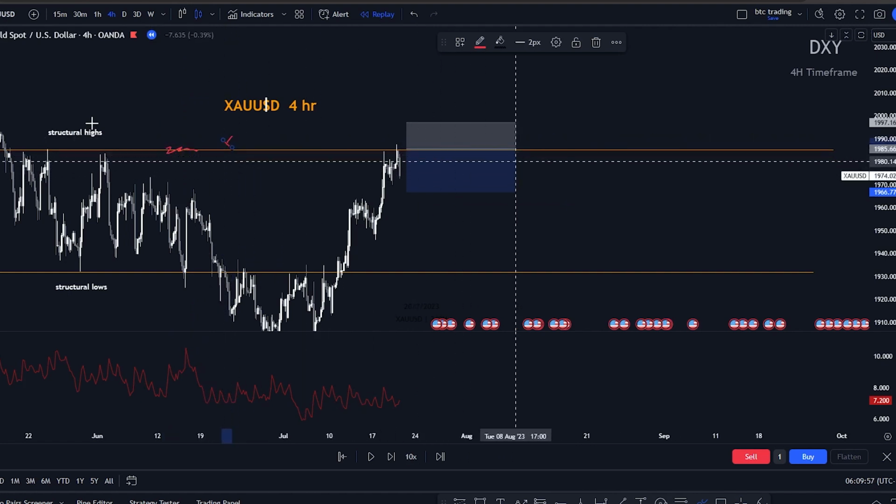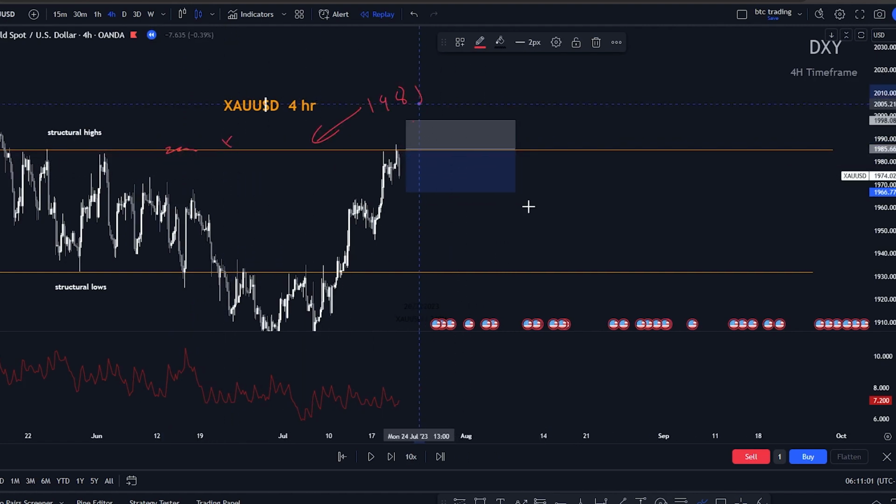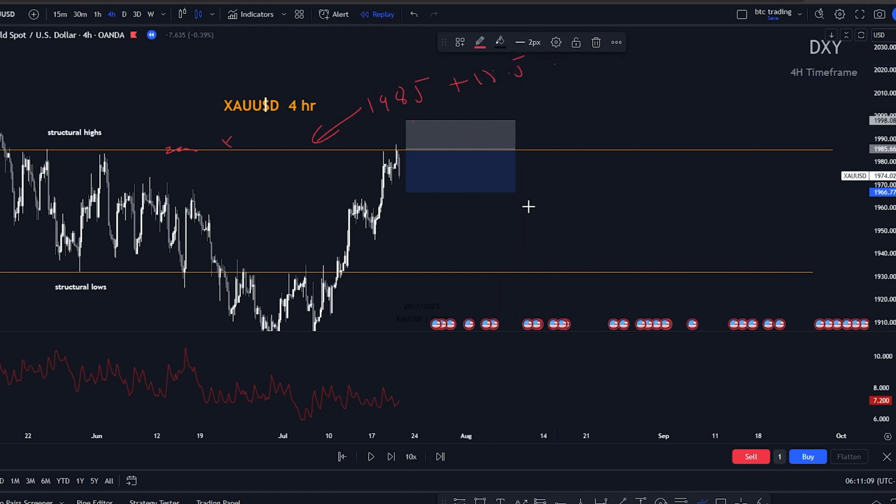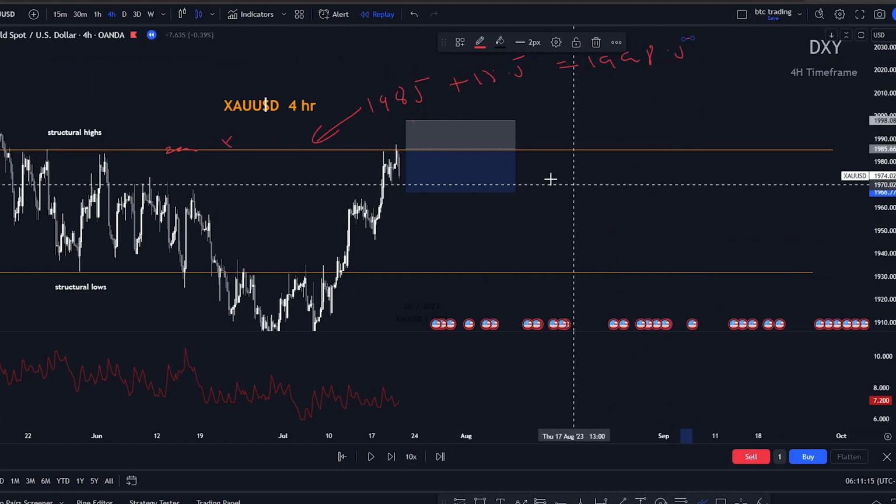So what would it be? Our orange level has a value of 1985 and our maximum ATR is 13.5. So if we add these both, we will get a stop loss value that will be equal to 1998.5. So I have placed the stop loss there, and I would like to target what?